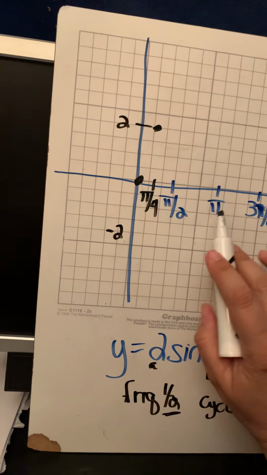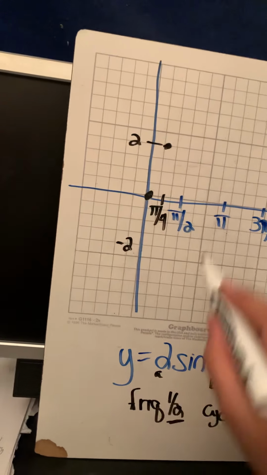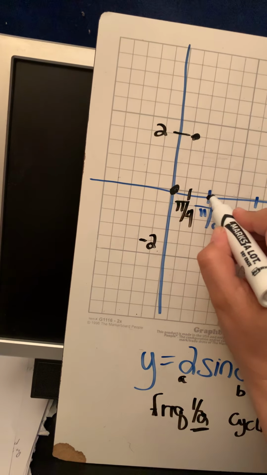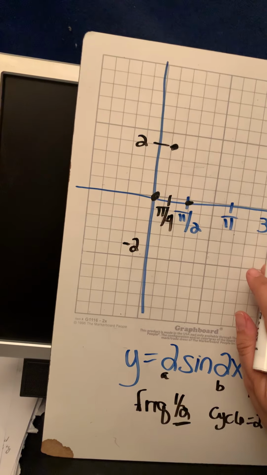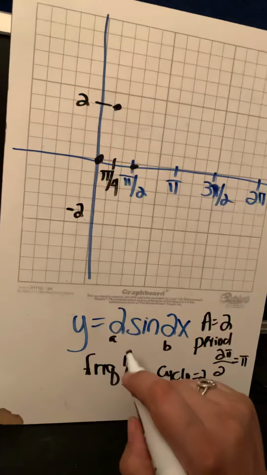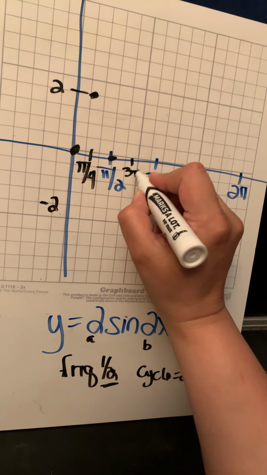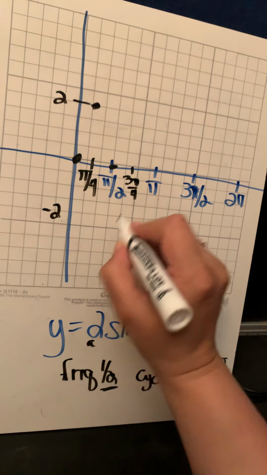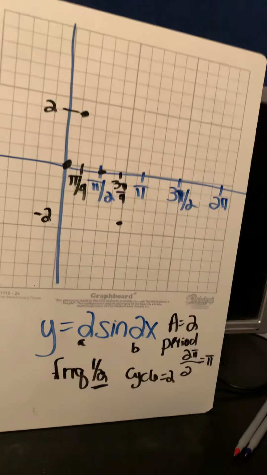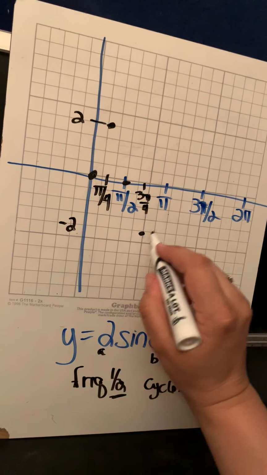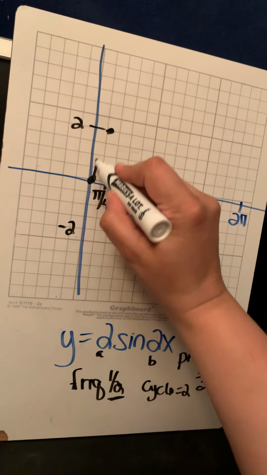I take my pi, and I multiply it by a half. So that means my intercept is now at pi halves. I'm going to take 3 pi halves, multiply it by that half, and I get 3 pi fourths. So here is going to be 3 pi fourths. So that's going to be my min. 2 pi times a half is going to be up here at pi. So here's one cycle.